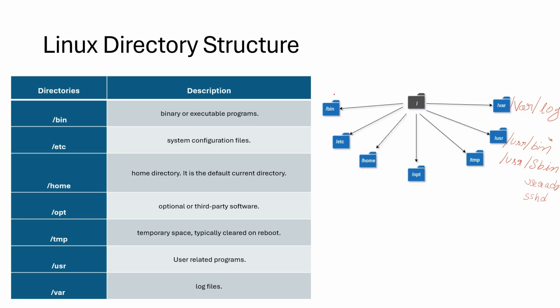Slash bin has all the binaries like normal system-level commands: ls, mv, cp, cd, all the basic commands that you use with any user. Those commands will be available here. The sbin commands will be used by the system administrator, as only that person will have the privilege to use system admin commands. So those binaries will be available under slash usr slash sbin.